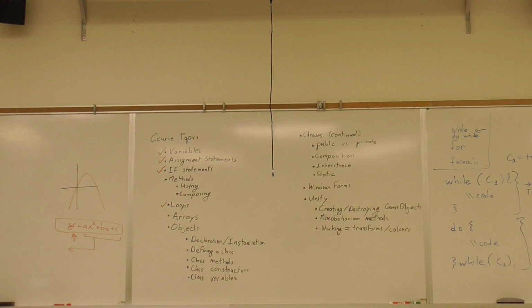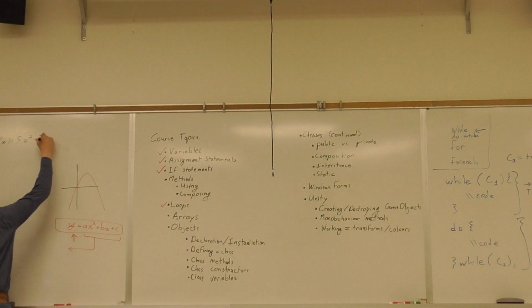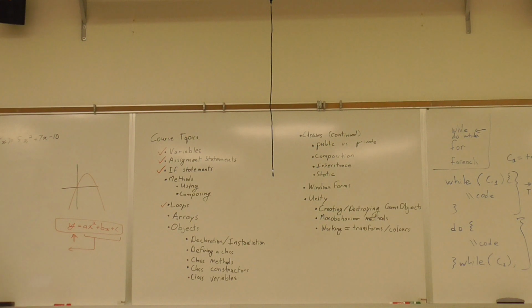So, these aren't going to be the correct constants for this parabola, because I can't do that in my head, but let's say that f of x is equal to 5x squared plus 7x minus 10. A parabola defined, right? If we wanted to write a method in C# to compute that formula, we do it as follows.